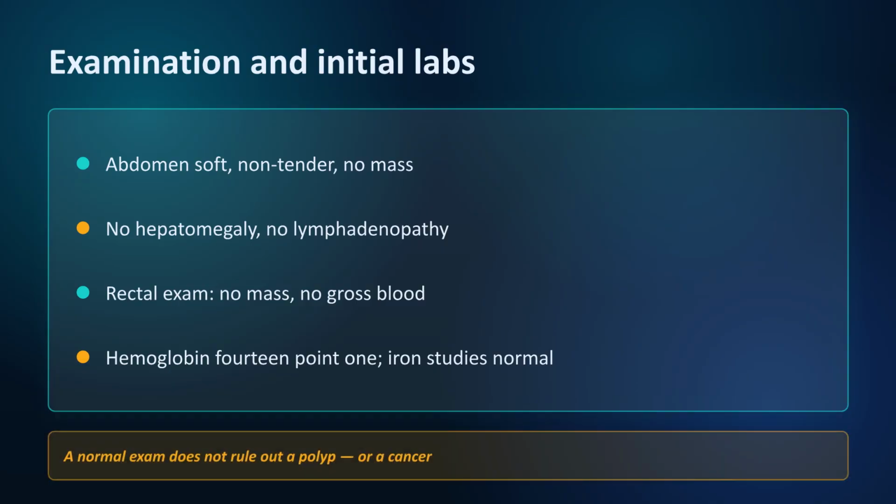Here is the point. A normal exam and a normal hemoglobin do not rule out a polyp, or even a cancer. Polyps bleed intermittently rather than continuously, so one normal hemoglobin proves very little. And nearly every polyp sits far out of reach of an examining finger.